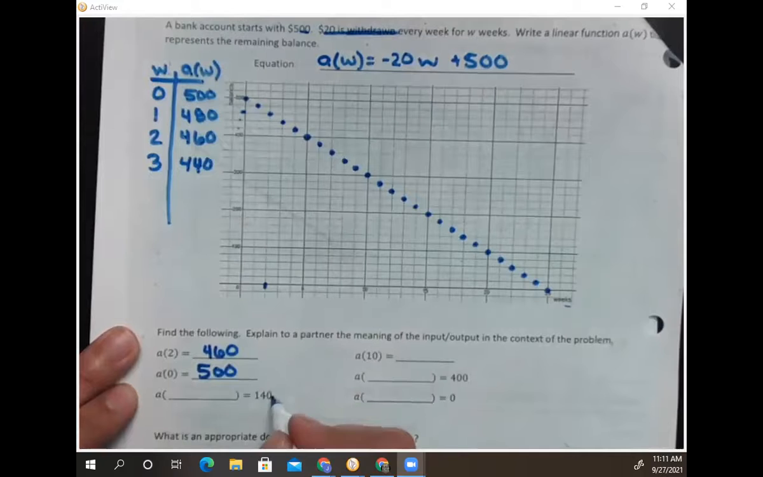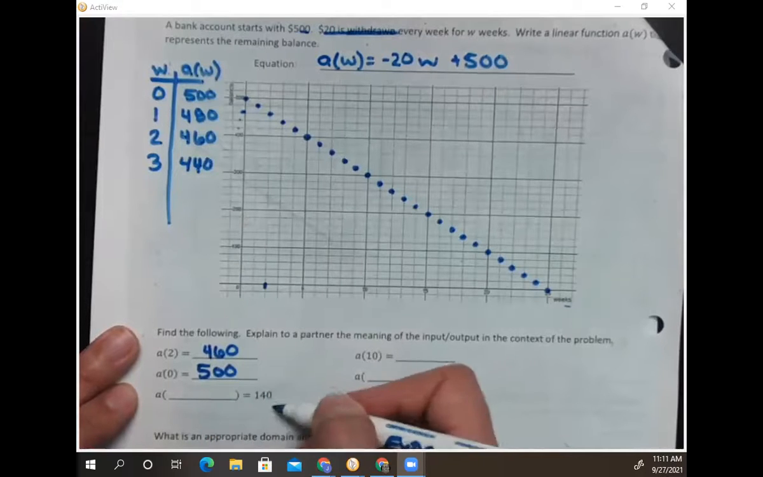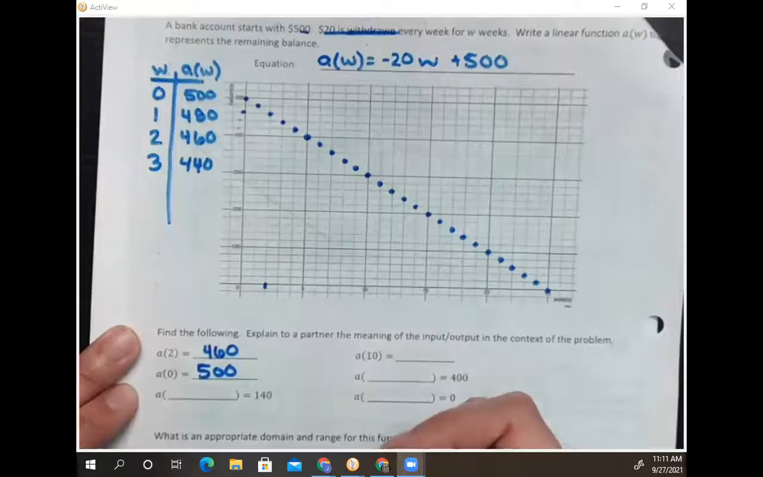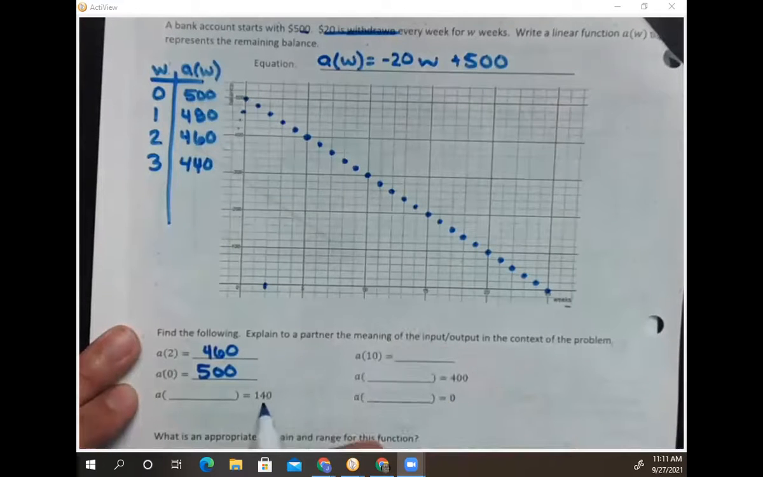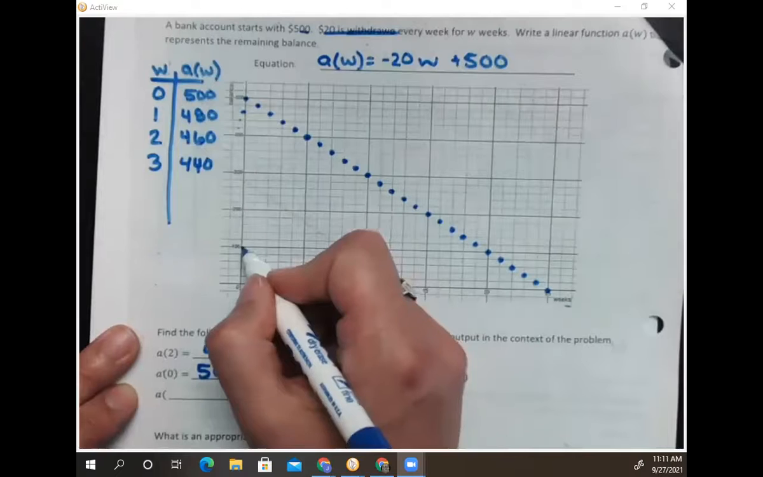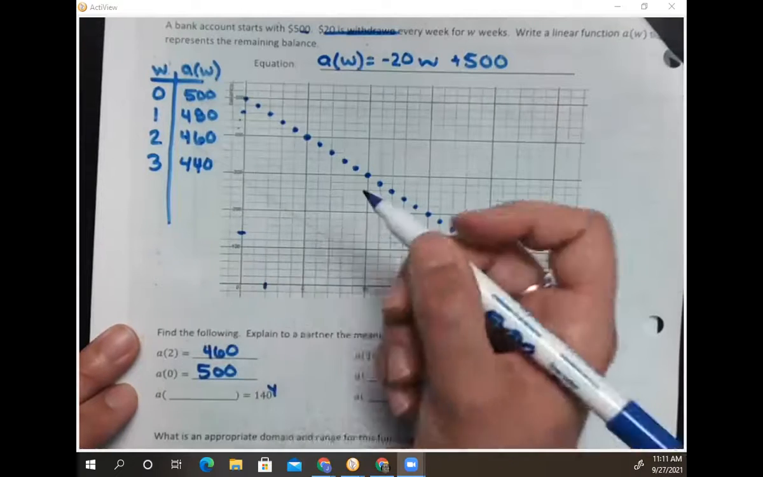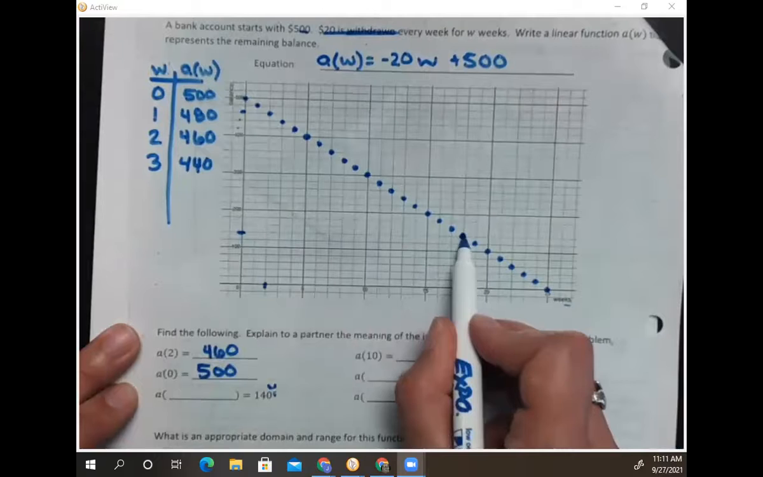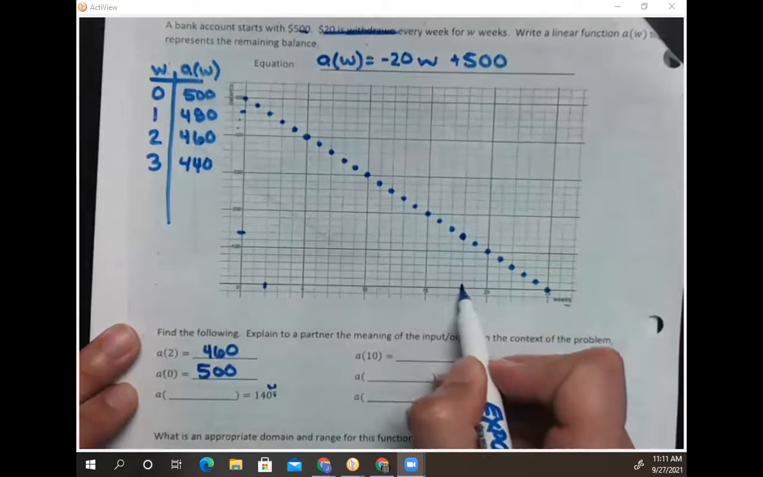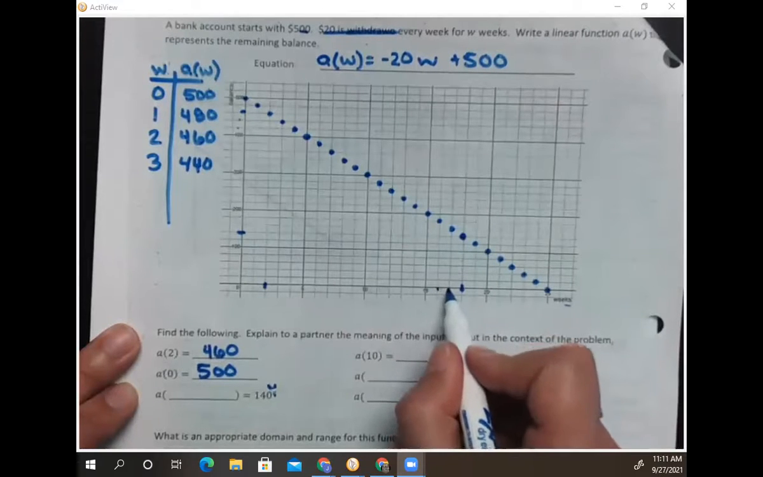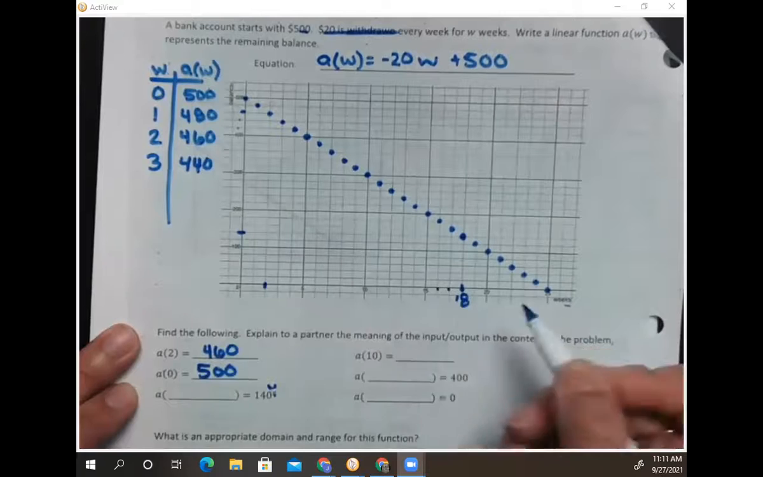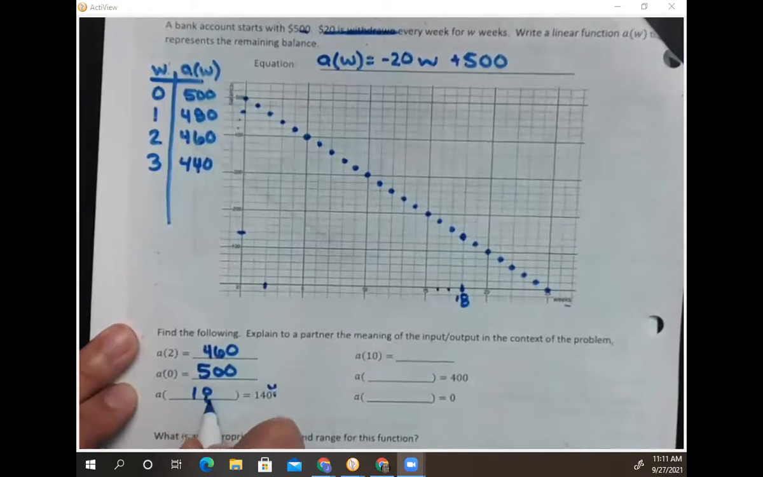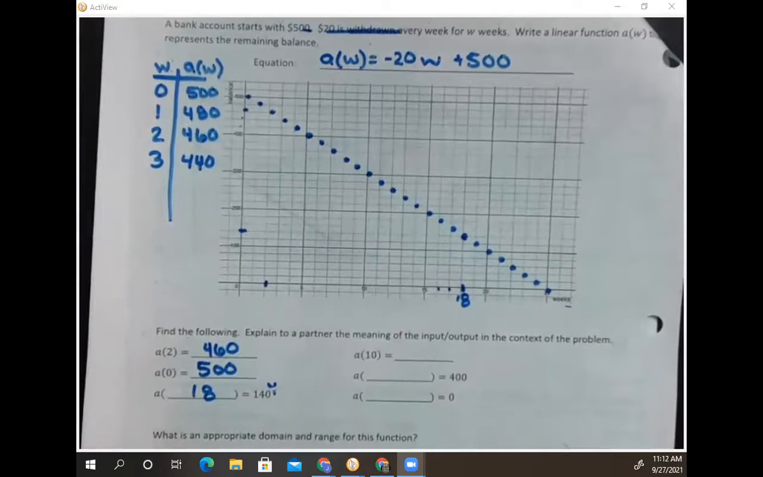And then the last one in this column is giving me a Y value this time, and I'm trying to find the X. So I don't have 140 in my table, so I'm going to reference my graph. I'm going to find when Y is 140, there's 100, 120, 140. I'm going to follow that across to the point on my graph right there, and I want to find this X. So there's 15, 16, 17, 18. So A of 18 equals 140.